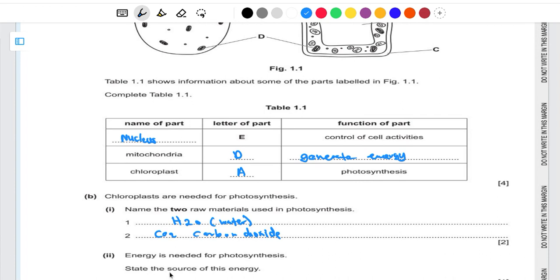And then apart from that one, also the last question, which is saying energy is needed for photosynthesis. State the source of this energy. So the source of this energy comes from light, or we can just say sunlight.